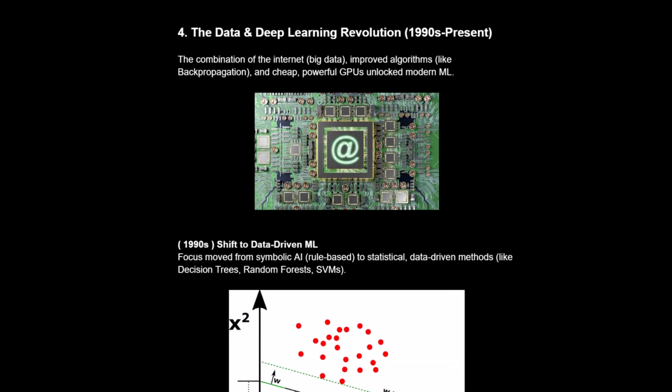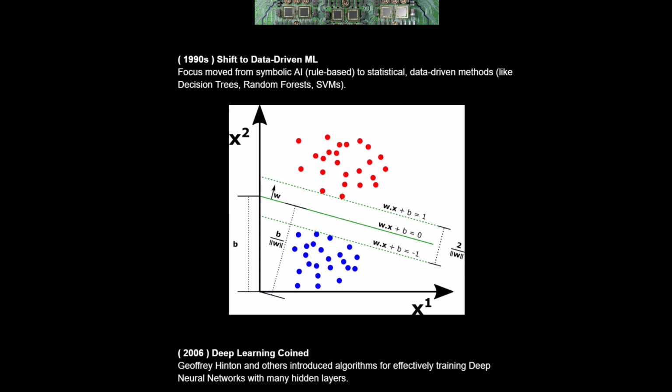Section 4. The Data and Deep Learning Revolution, 1990s through the present. The combination of the Internet, big data, improved algorithms like backpropagation, and cheap, powerful GPUs unlocked modern machine learning. 1990s. The shift to data-driven machine learning. Focus moved from symbolic AI, rule-based, to statistical, data-driven methods like decision trees, random forests, SVMs.